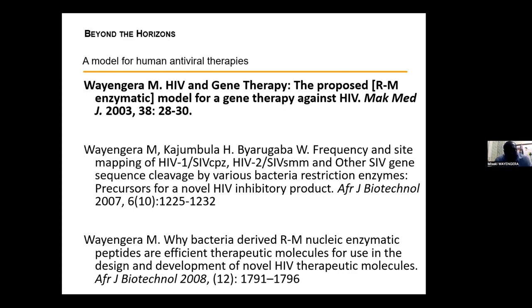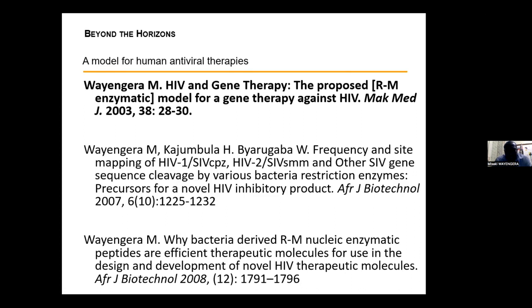Early in 2000, actually starting in 1999, we hypothesized that this model of bacterial restriction enzymes could form a model for a gene therapy against HIV. And my group, of course, did quite a lot of work between the year 2000 running through to about 2010, initially identifying restriction endonucleases. Much of this work was done during my fellowship in Canada, that cut up the HIV and the different SIV genomes.